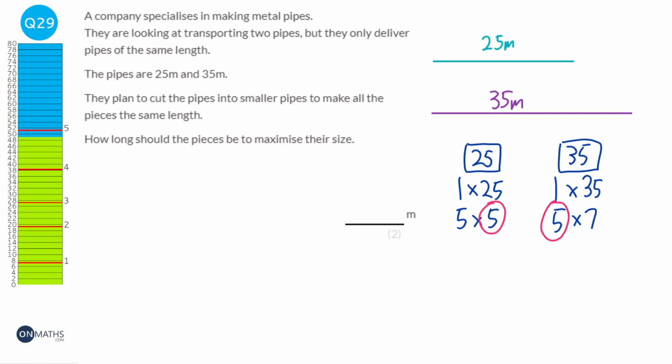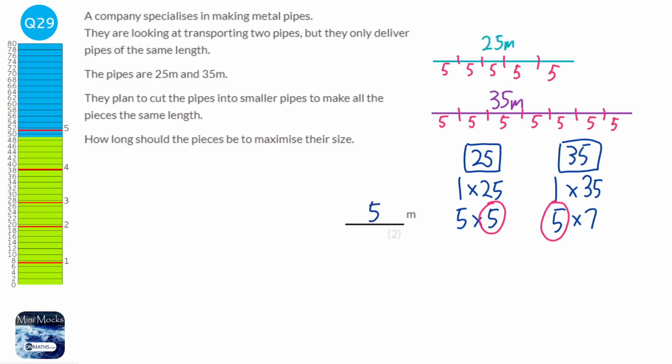So we can cut all of these pipes into 5-meter pipes. So 1, 2, 3, 4, not to scale, and then 7 of these, so 1, 2, 3, 4, 5, 6, 7, so there's 7 in total. Each of these is 5 meters long, and there's no wastage. That's the longest we can make the pipes for there to be no wastage at all. So my answer is 5 meters.